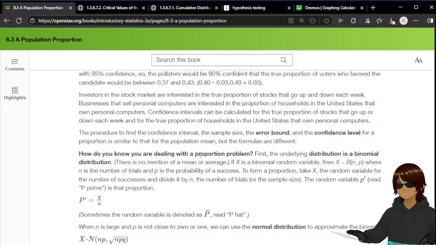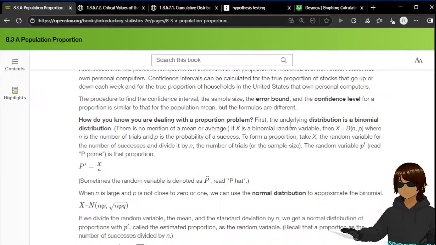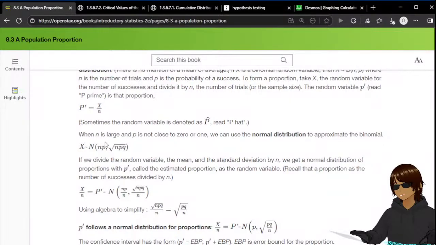How do you know you're dealing with a proportion problem? First, the underlying distribution is a binomial distribution. If x is a binomial random variable, then x has a binomial distribution, where n is the number of trials and p is the probability of success. For a proportion, take x, the random variable for the number of successes, and divide it by n, the number of trials. The random variable p prime is that proportion. When n is large and p is not close to 0 or 1, we can use the normal distribution to approximate the binomial.